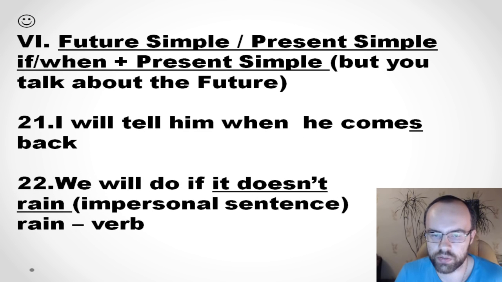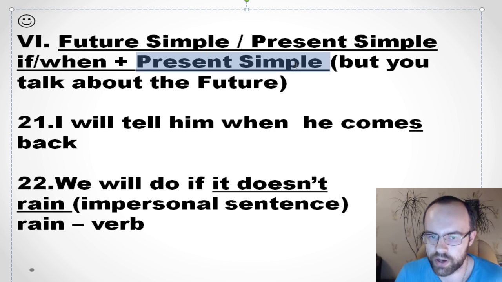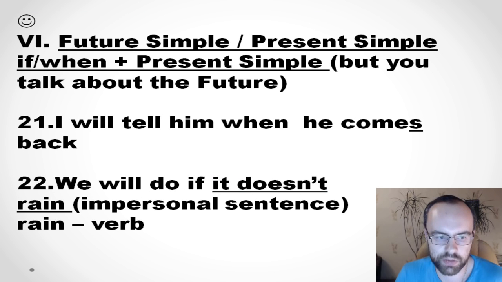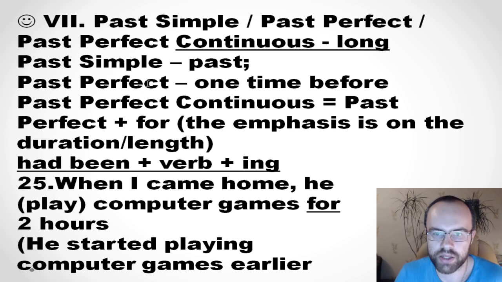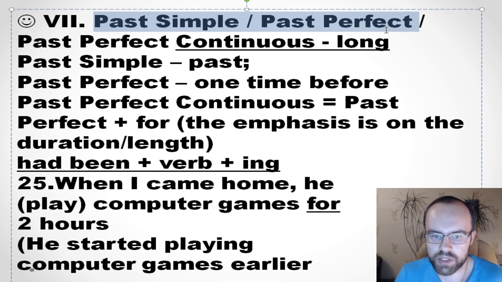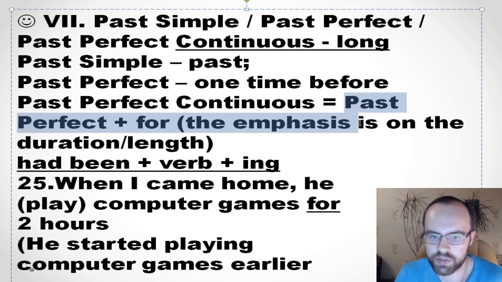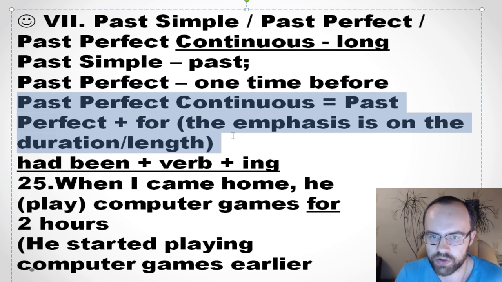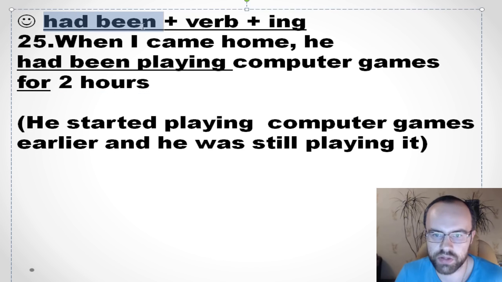Well, what about future simple and present simple? Don't forget that we use present simple with if and when talking about the future. And please, my friends, don't forget how to use the correct form in present simple. It's also of great importance. Alright, so past simple and past perfect, we talked about it, and past perfect continuous. It's like past perfect, but when we have for, it's also very important. The structure is had been plus verb plus ing.